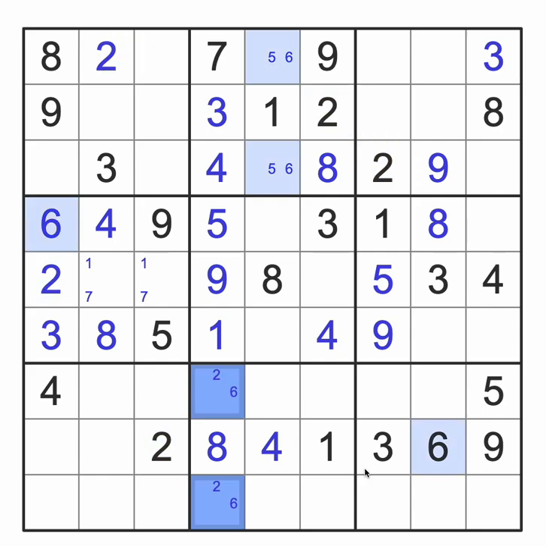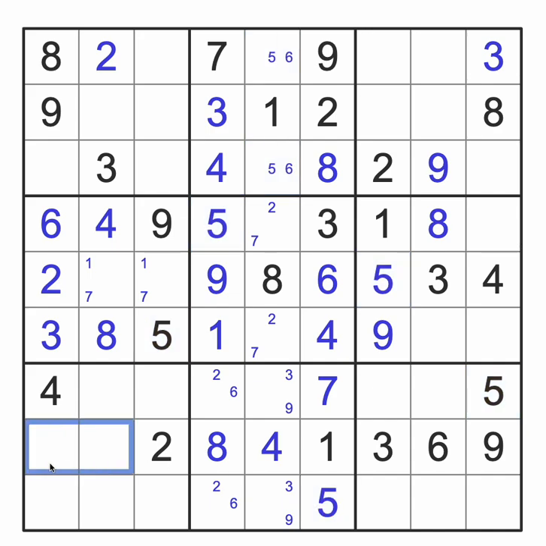Now 6 in one of these two cells means these cannot be 6. That leaves only this cell for 6 in box 5. And that gives me 2, 7 double, right? And that gives me 3, 9 double here. And these are 5, 7 double. And here's 5 already, so this becomes 7, and this is 5. These are 5, 7 double.